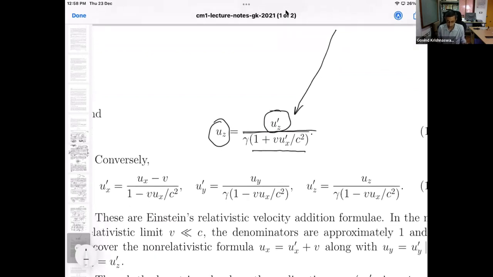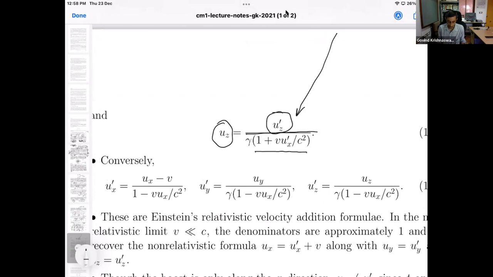We can do the converse also. We can write the velocity components as viewed from S prime in terms of the velocity components in S, invert this formula, and that is obtained simply by reversing the sign of v. So I can write it down easily. I have written all three formulae here. I will read the first one at least. Ux prime is equal to ux minus v divided by 1 minus v ux upon c squared. So this is what it is.